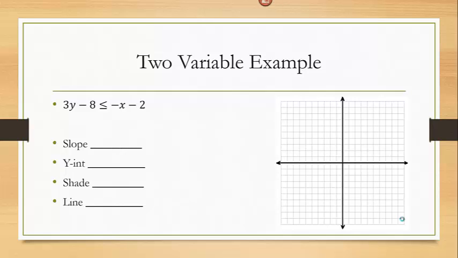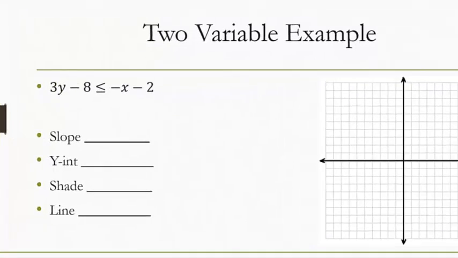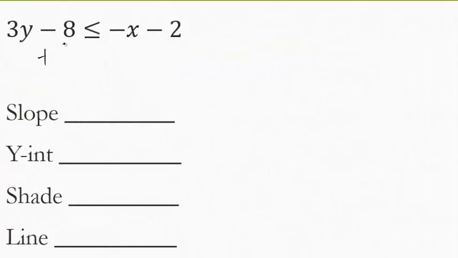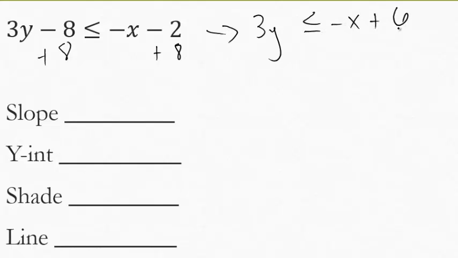Next example, we have 3y minus 8 is less than or equal to negative x minus 2. So let's go ahead and solve for y. We need to add 8 to both sides to get 3y by itself. So we're going to have 3y is less than or equal to negative x plus 6.